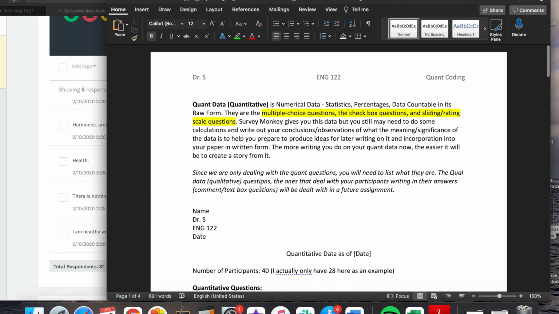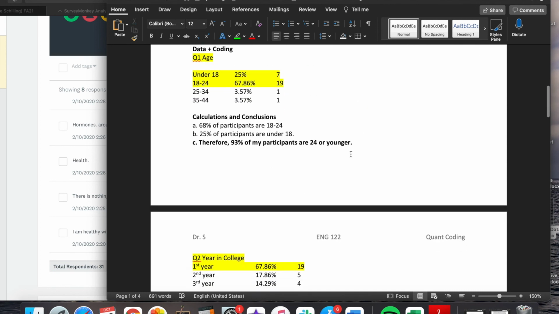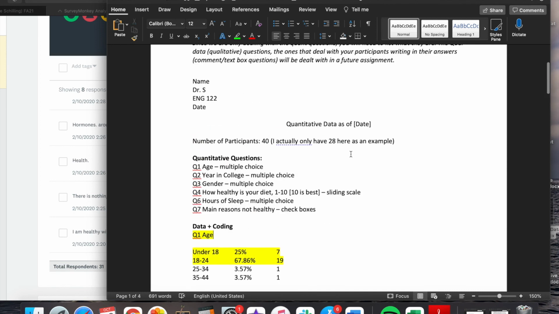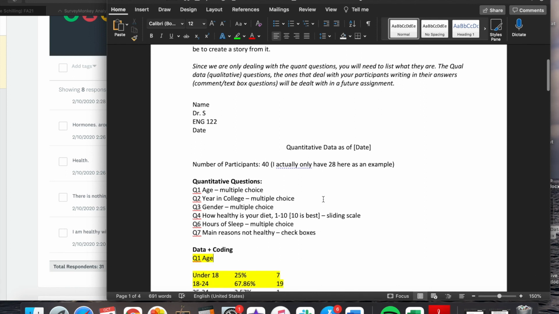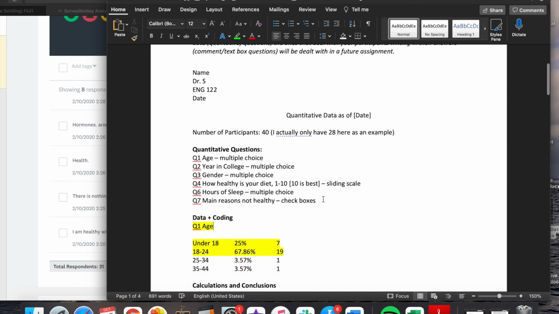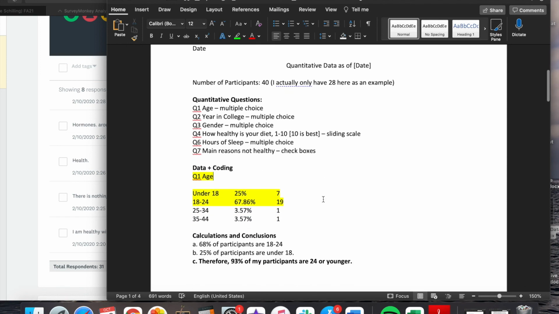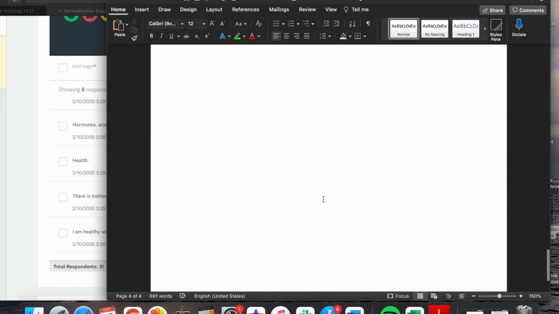And you see it's only 4 pages because I had a lot of quantitative questions actually. So that's it. So hopefully that makes sense. You're copying and pasting, doing adjusted calculations, doing a little coding if you have any write-in or other responses, and then you're finished with this document.